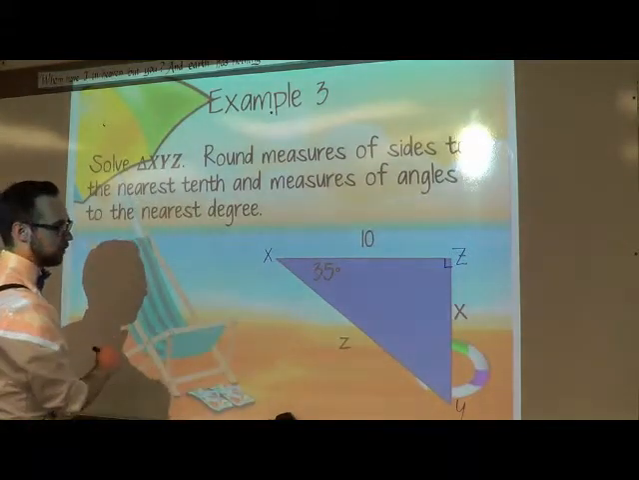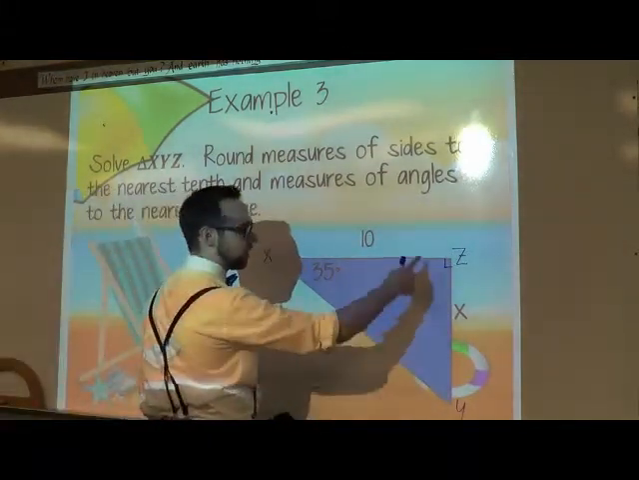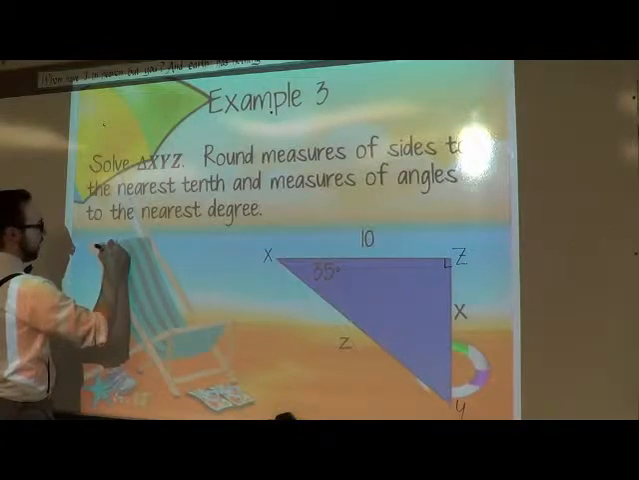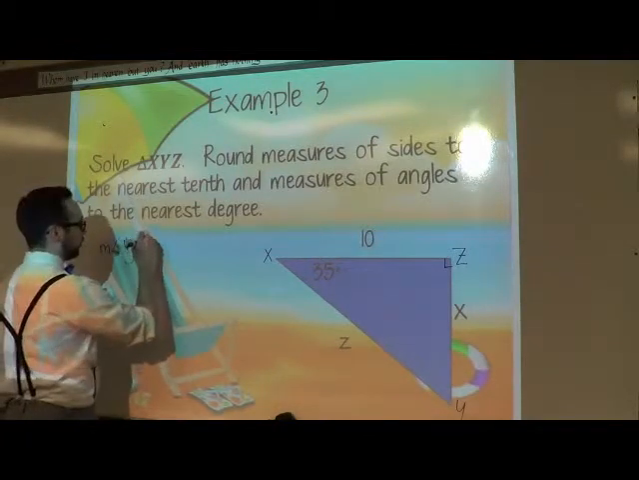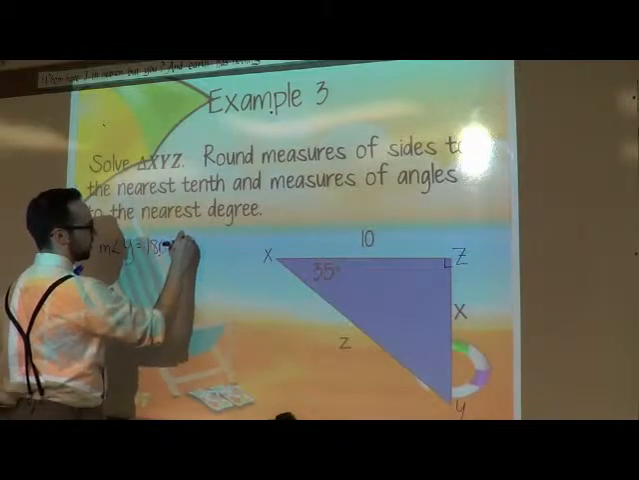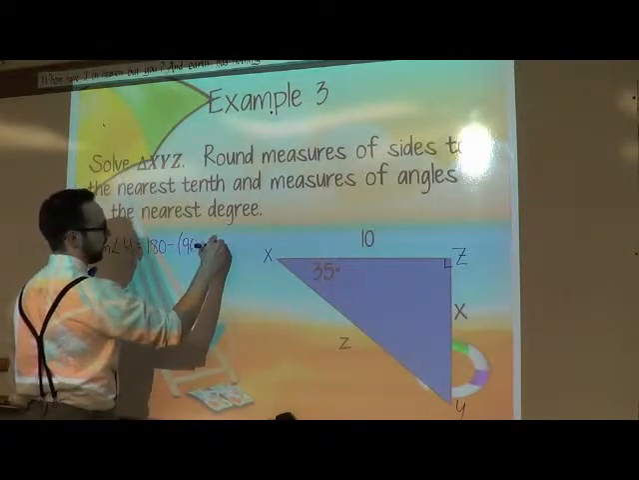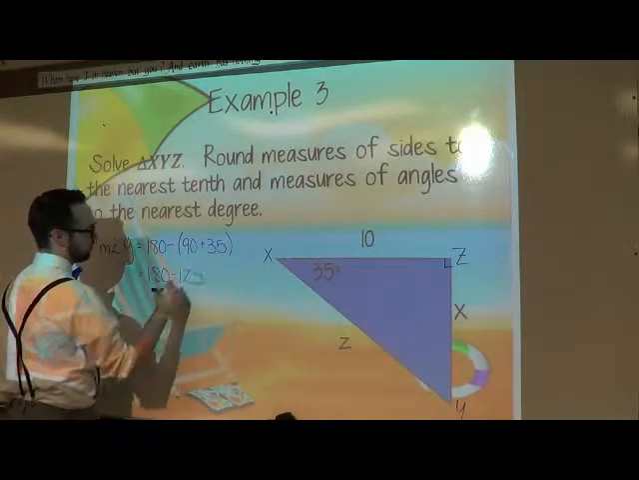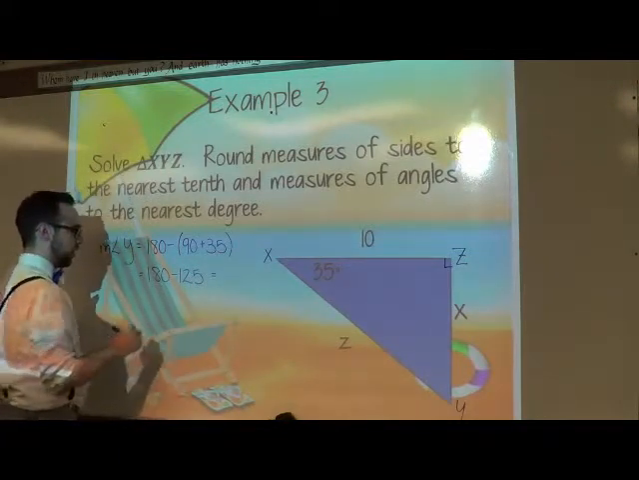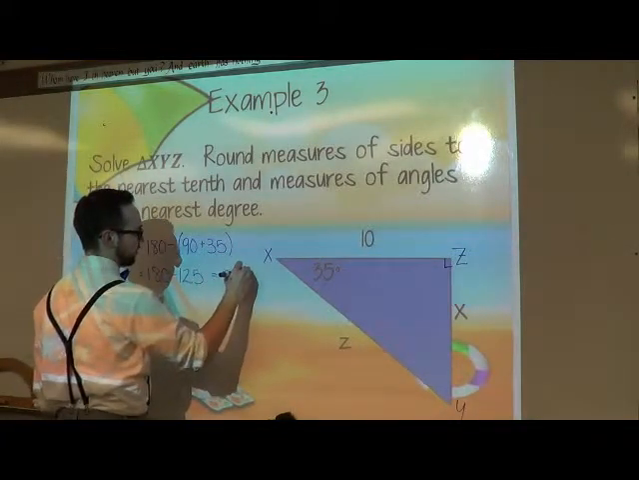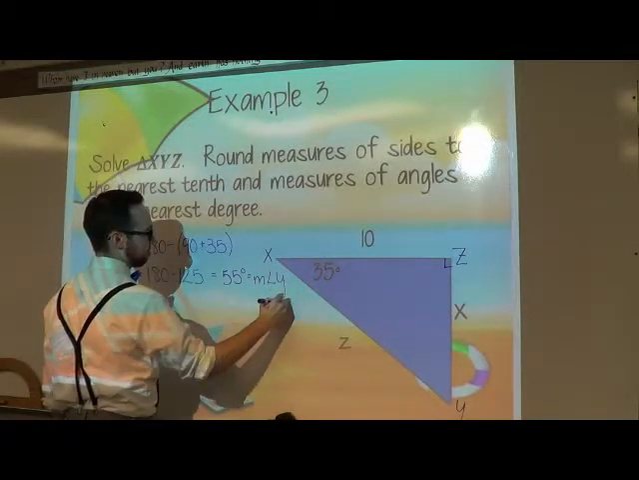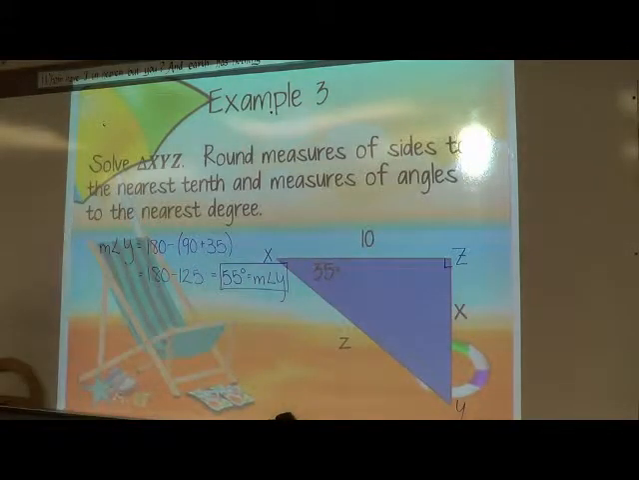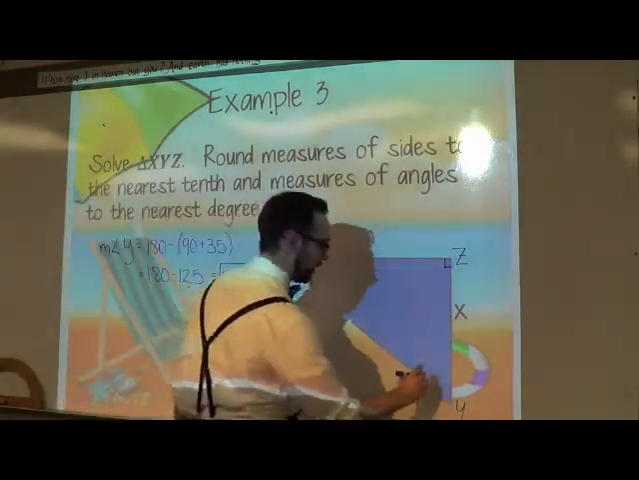Now, the angle is the easiest part to start with because we know a triangle has 180 degrees, and I know 35 and I know 90. So the measure of angle y is equal to 180 minus the sum of 90 plus 35. So that gives me 180 minus 125, which is going to give me a measure of 55 degrees. So that's one piece of the puzzle. We're looking for 3 pieces. That's the first piece.